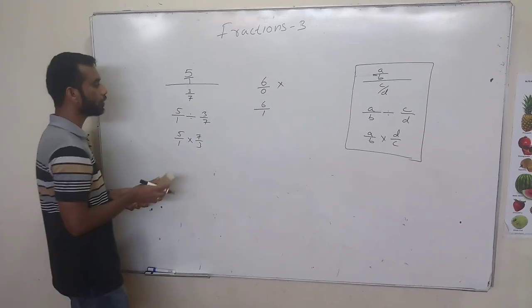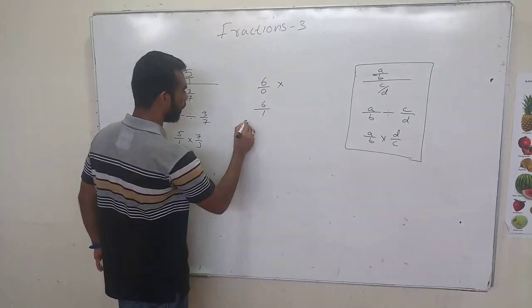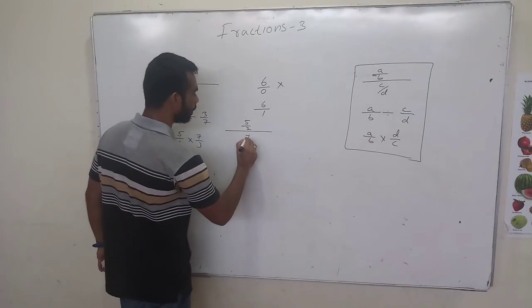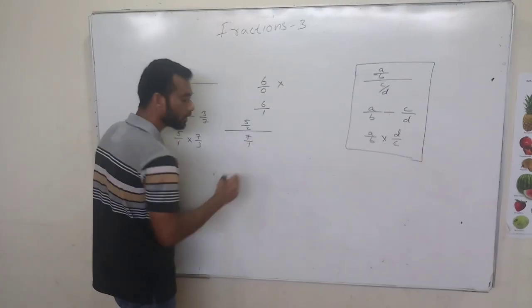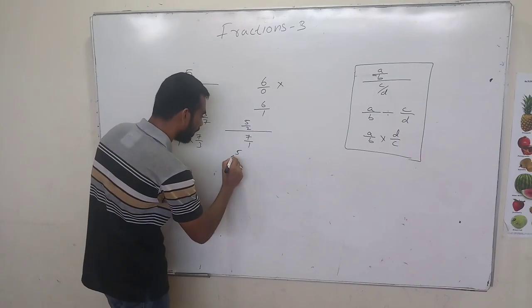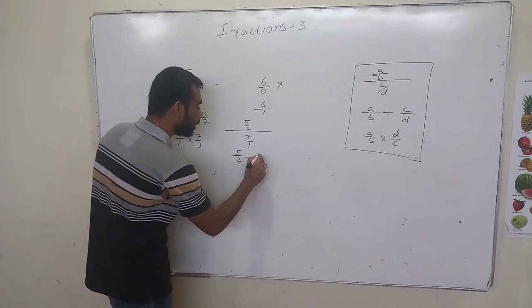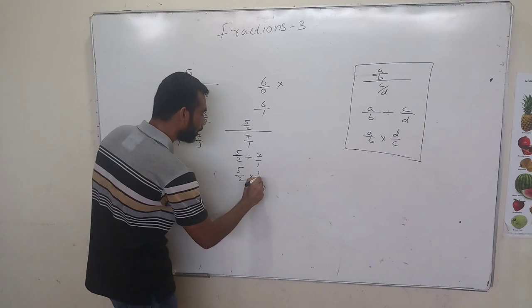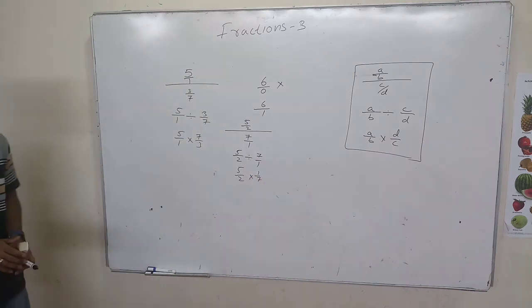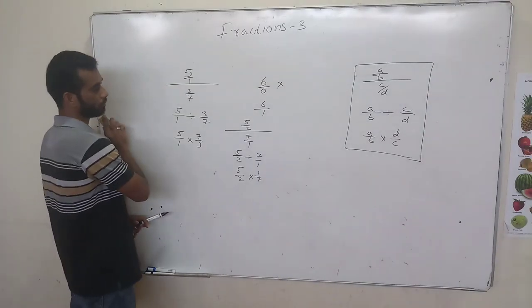Now suppose it is given 5 by 2 whole by 7. If it is given like this, what do we have to do? Nothing means it will always be 1. Then 5 by 2 divided by 7 by 1, that is 5 by 2 into 1 by 7.